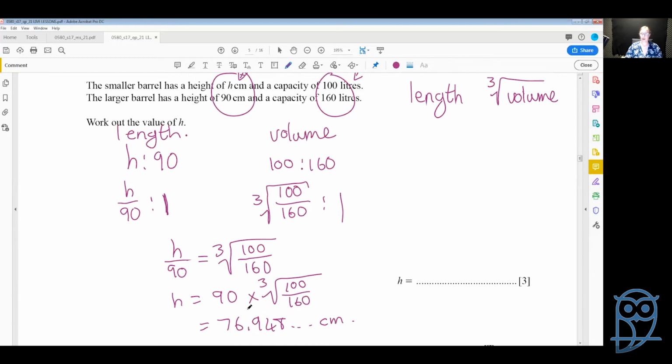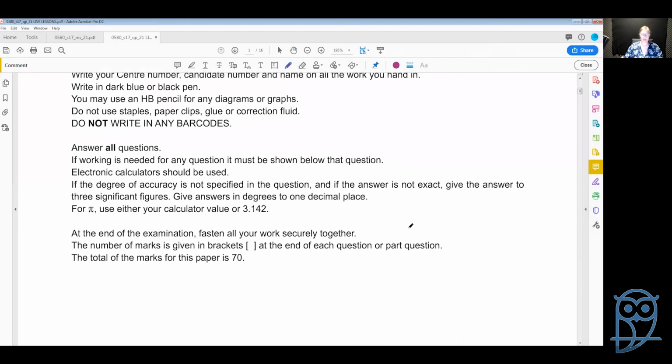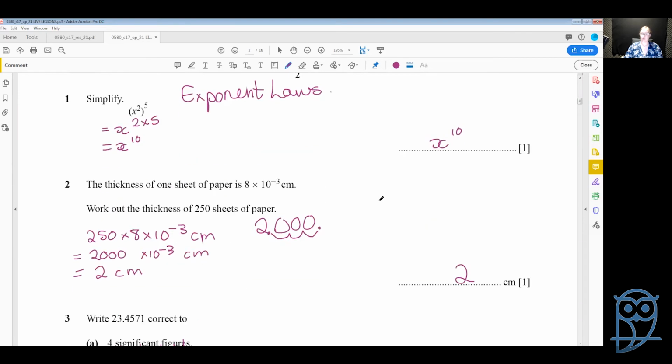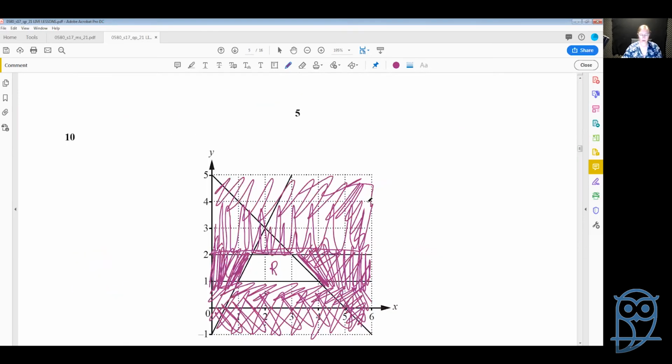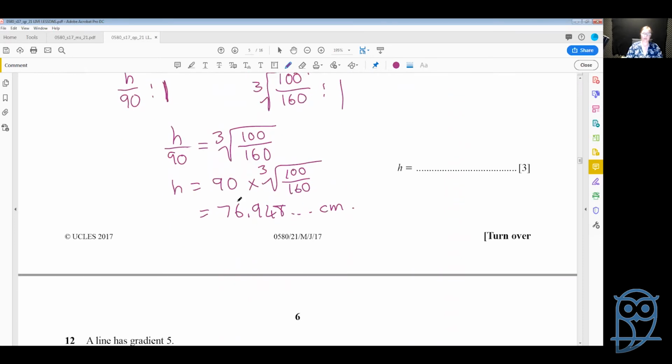On the first page of this whole test, it will tell us what to give the answer to. They say here, if the answer is not exact, give the answer to 3 significant figures. Okay. Give answers in degrees to 1 decimal place. We're not using degrees here. So we want it to 3 significant figures. So we're going to cut it off there. So our height is 76.9 centimeters.